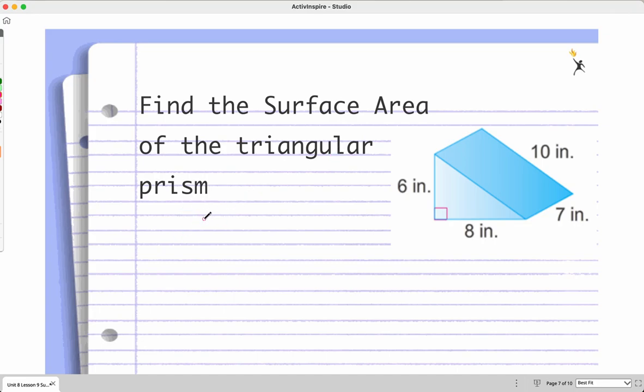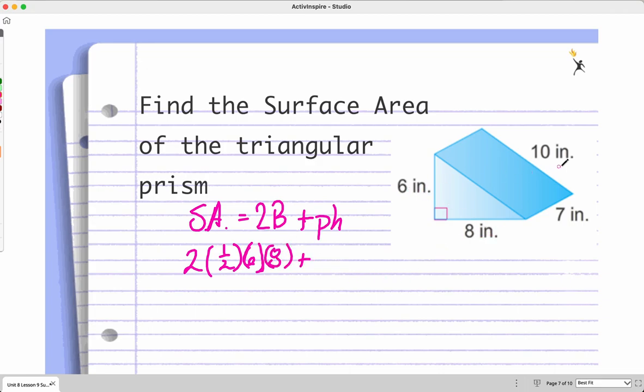All right, so again, let's do my surface area formula. Equals twice big B plus pH. So let's fill all our data in. 2 times, and our big B, this formula is 1/2 base times height, so 6 times 8. Plus my perimeter, 8 plus 6 plus 10 is 14. Sorry, not 14, 24. 24 times 7.